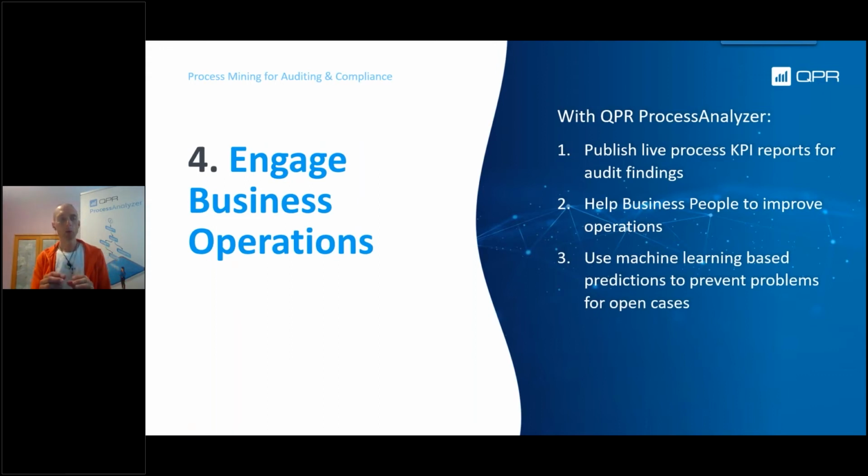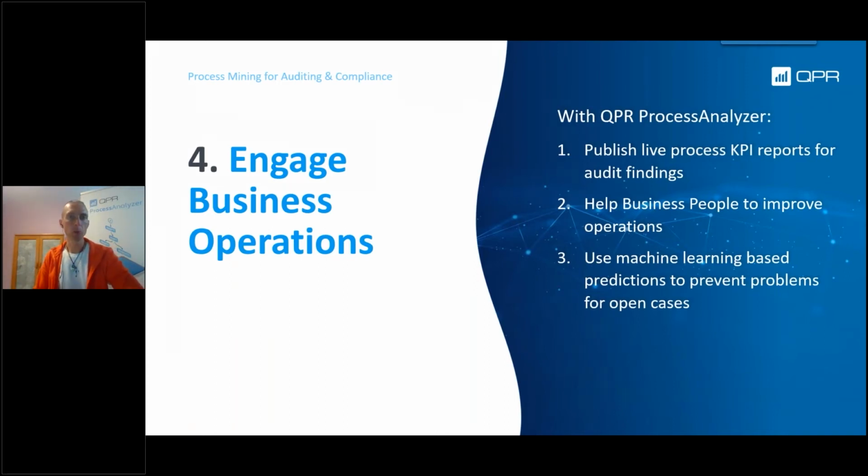And a bit more advanced topic: the business may decide to start using machine learning based predictions of QPR Process Analyzer to prevent the problems for open cases. Let's say you have a challenge, certain purchases are not done according to the process, and you may have this kind of prediction so that you can check your open purchases and predict whether some of those purchases are likely to experience this particular problem that occurs in the end of the process. That kind of predictions on case level are possible to do with QPR Process Analyzer.